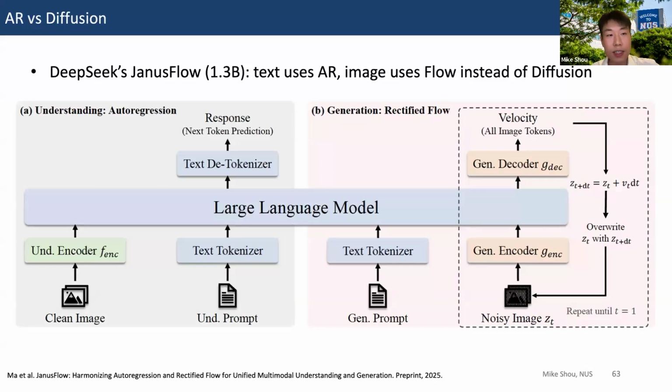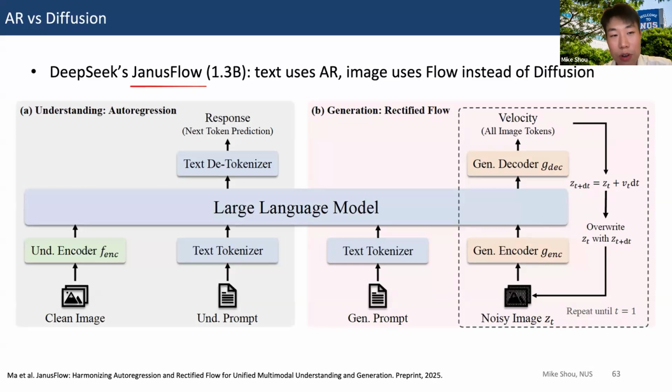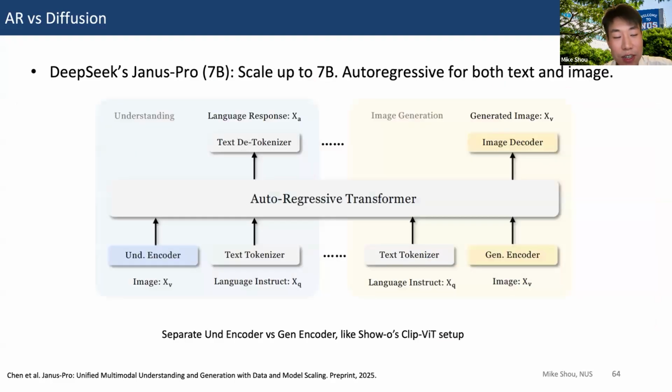So for DeepSeek, they also have a follow-up to show that it's also doing this unified modeling. The very first version is the so-called Janus Flow, which has 1.3B parameters. Again, it used autoregressive modeling unified with diffusion. More specifically, they use flow matching, an advanced version of diffusion. But in their second iteration, the so-called Janus Pro, which is 7B parameters and much larger, they switch back to using autoregressive modeling for both image and text.